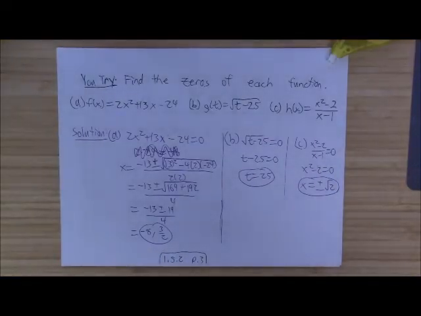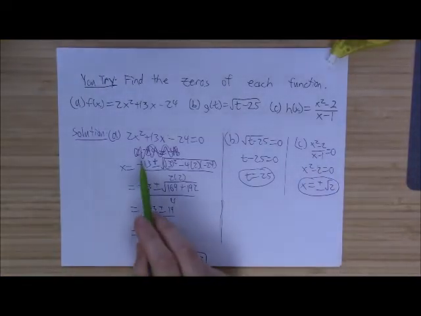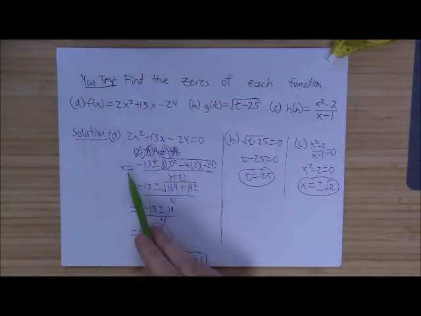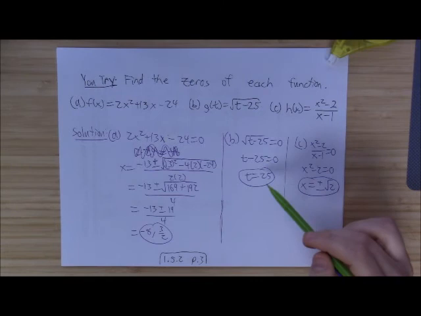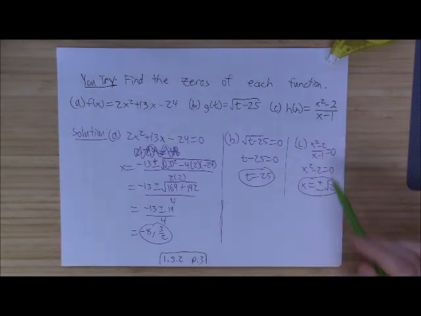So you see here that first I tried to use AC, but it wasn't going anywhere. So instead I used the quadratic formula and got the zeros to be -8 and 3/2. These are both dramatically easier. Here it's t equals 25, and here we have plus or minus square root of 2.